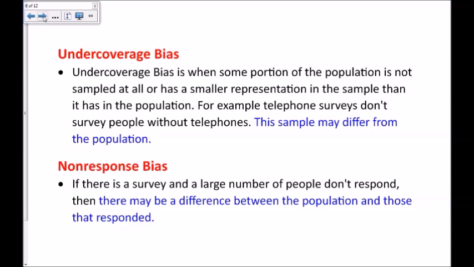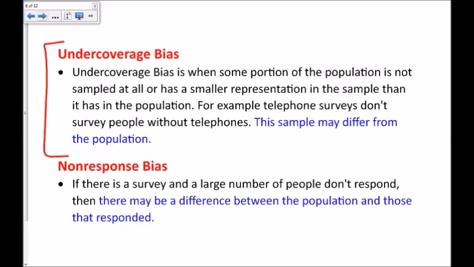Undercoverage bias. Undercoverage bias is when some portion of the population is not sampled or has a smaller representation in the sample than it has in the population. This is a really good one to know, to be aware of.